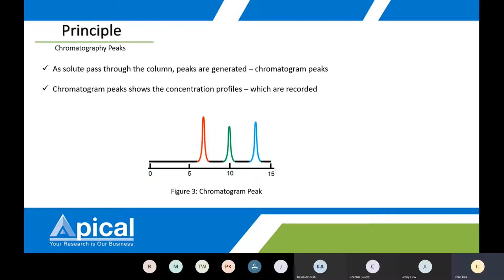So maybe these are the peaks that you want to get, and then perhaps you want to use them for your downstream analysis. So the chromatography peaks are the important ones for you to look at, whereby you can obtain your targeted solute that you want to analyze.